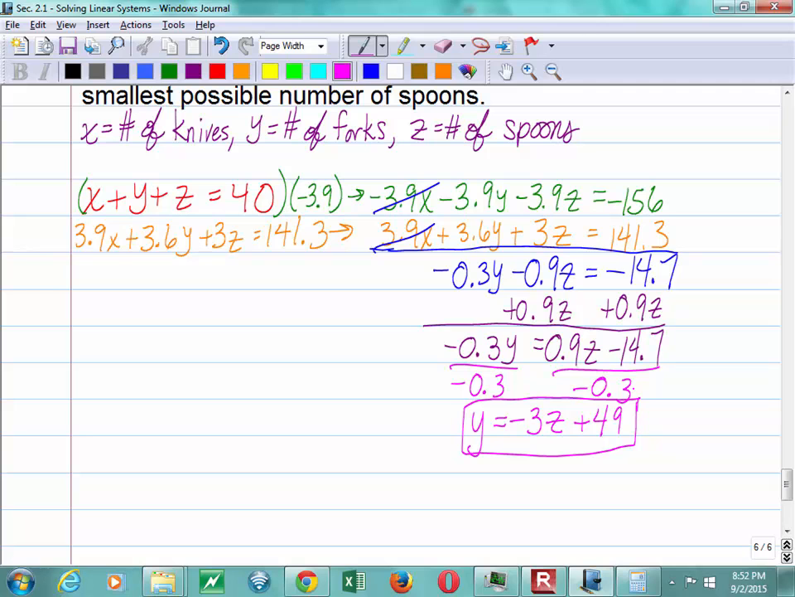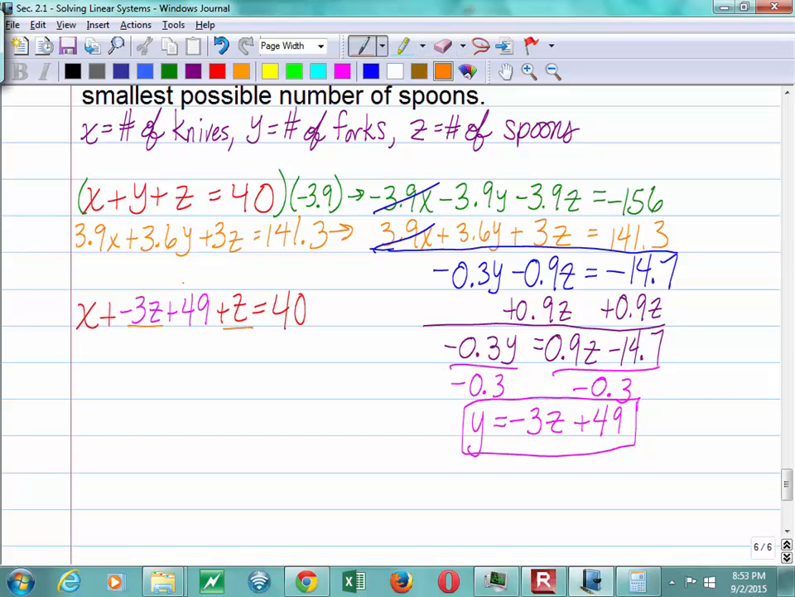So let's see, we could do it the same way, or we could just take what we know for y and just plug it in. So let's try that. So I'm going to take my first equation, and I'm going to take negative 3z plus 49, and I'm going to plug that in place of y in the first equation. So that's going to be x plus negative 3z plus 49 plus z equals 40.